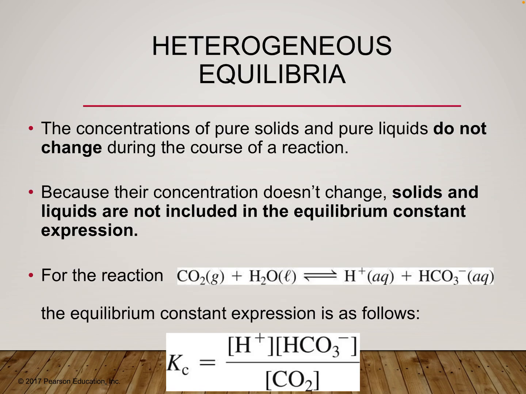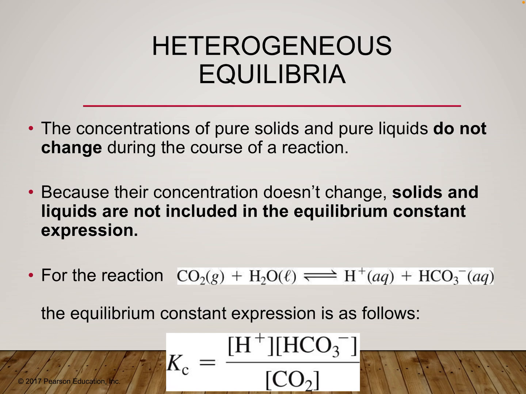Okay. Heterogeneous equilibria. This is when, like I was alluding to before, you have stuff in your reaction that is not in the same phase. So maybe you're doing an aqueous reaction and you toss some solid in there. Well, the solid is not in the same phase, especially if it doesn't dissolve, right? It's not in the same phase as your other reactants. And so this would be a heterogeneous equilibrium, where you have pure solids or pure liquids, or maybe you have gases and an aqueous solution, right? You just have things that are in different phases.